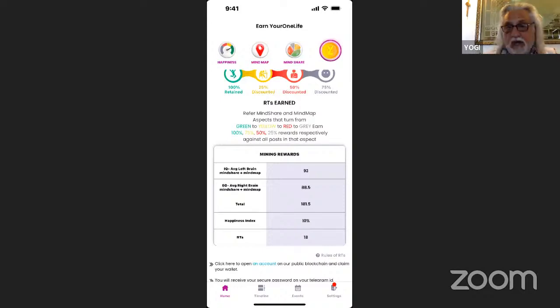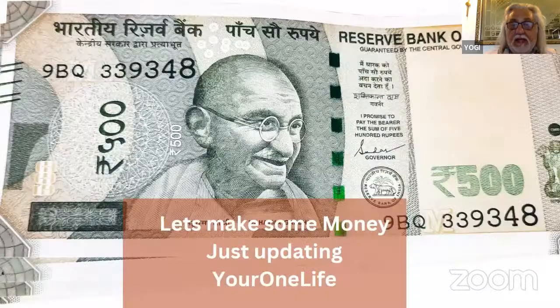And given the total number of reward points, Seema ma'am, that all the students and all the users get, we give a bonus of 10% of those reward points to the institution. So if the overall reward points earned by the students is 1,000, we will give 100 reward points to the institution. So the institution also becomes happier, and that is the happiness index, right? So now we bring you to the screen that Seema ma'am is sharing.